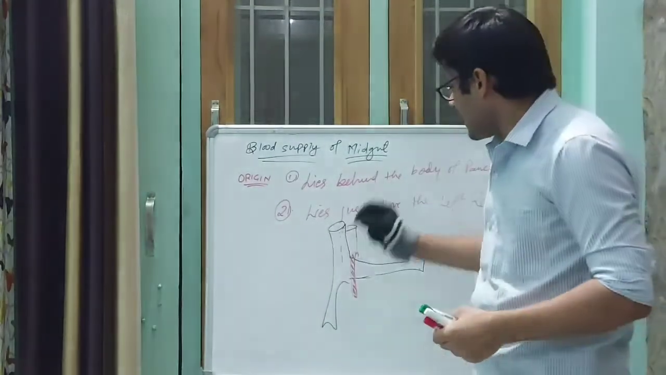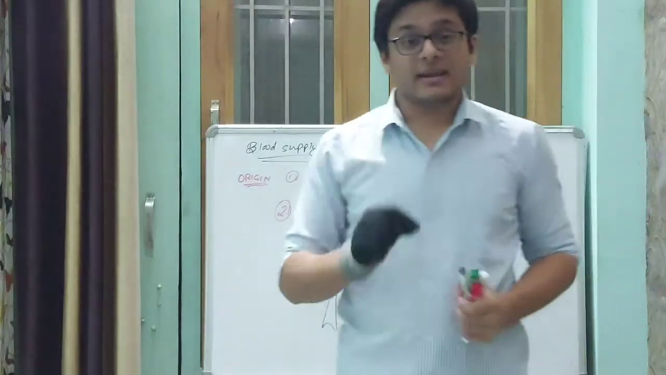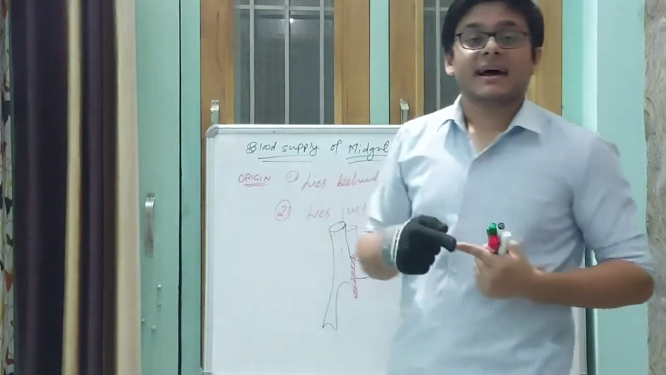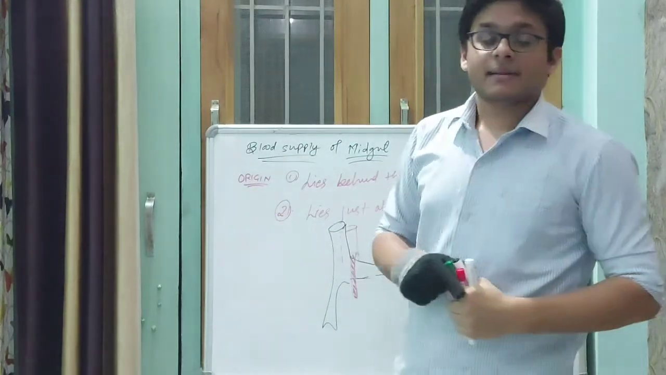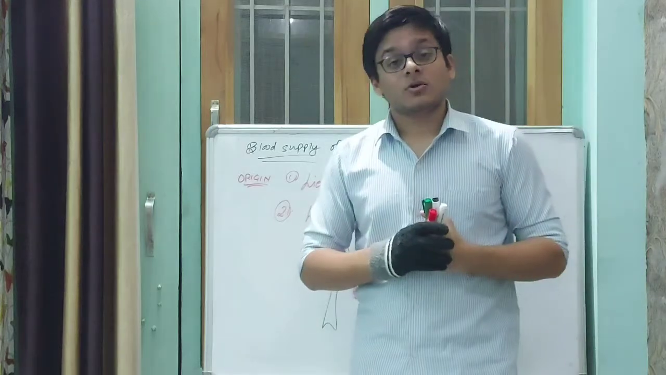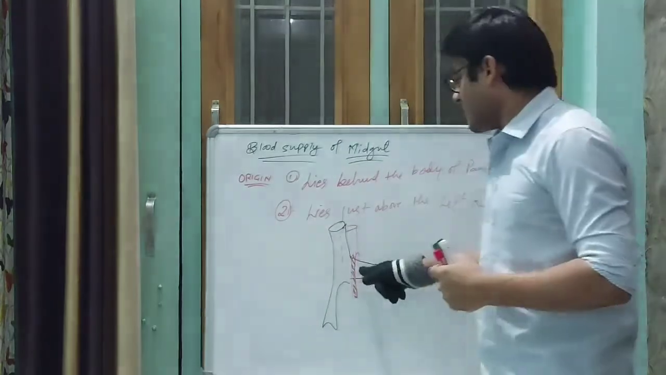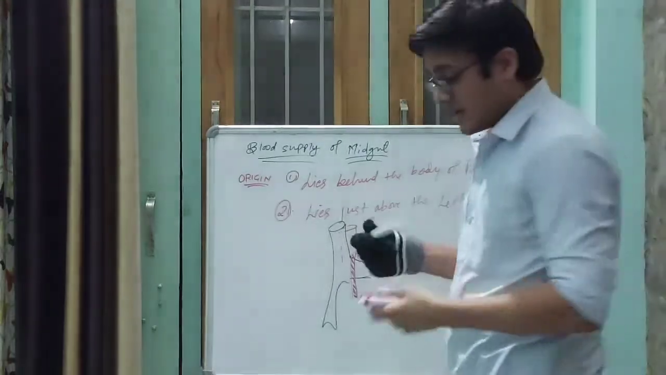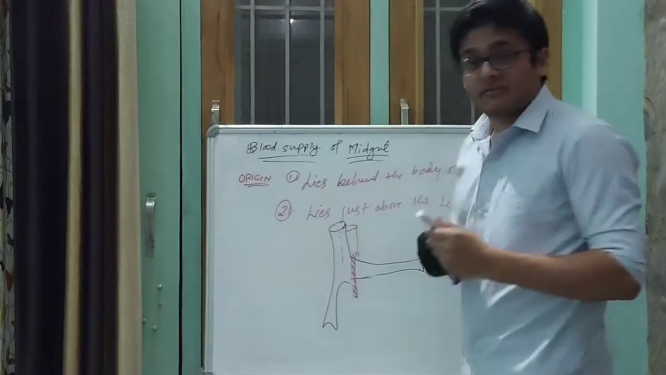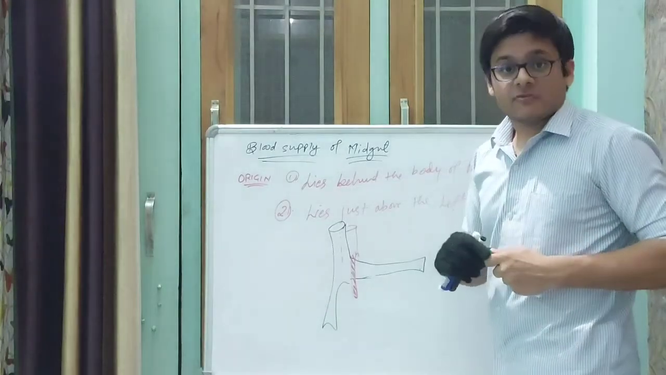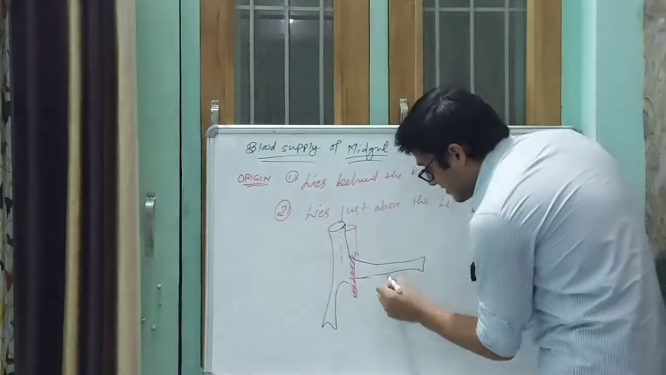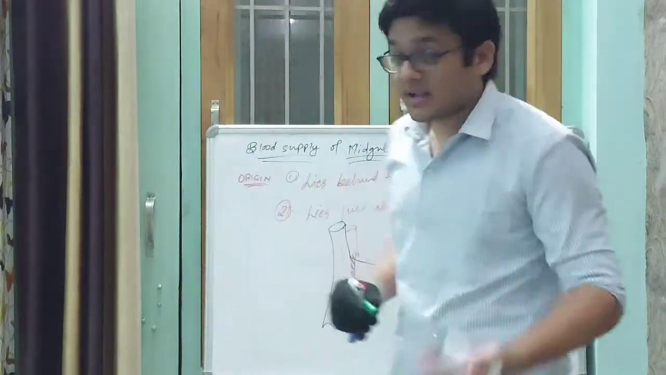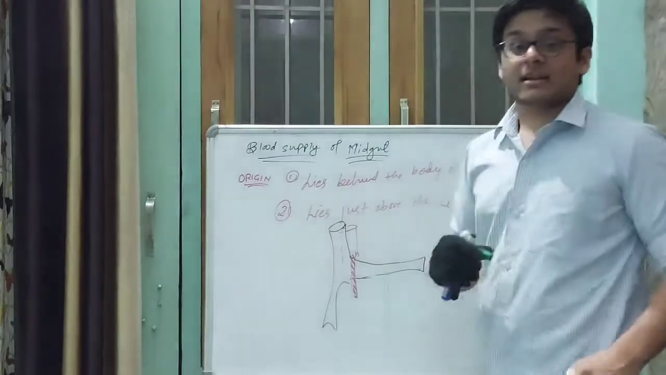So I want to say that the left renal vein is enclosed between the superior mesenteric artery anteriorly and the abdominal aorta posteriorly. This is a site of compression of the renal vein. And why is it important? Because the renal vein also receives drainage from the gonadal veins, that is, the testicular vein in males and the ovarian vein in females. They drain their blood to the renal vein.